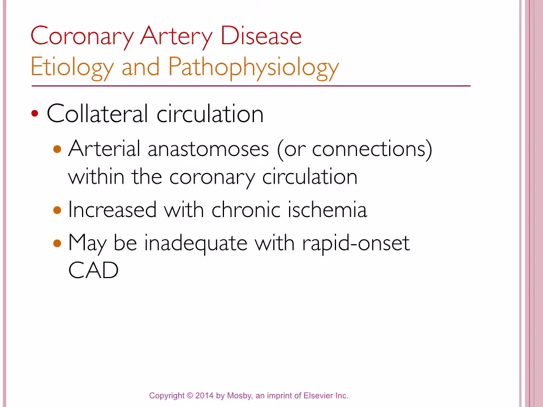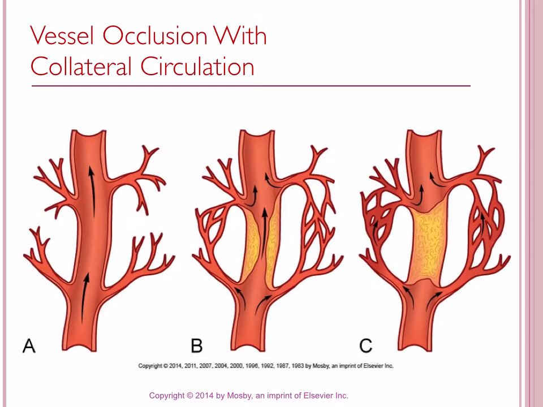Now, when the blockage of the coronary artery happens slowly over a long period, there is a great chance of adequate collateral circulation developing and the heart muscle still getting an adequate amount of blood and oxygen. But if the CAD was very rapid onset, then there is not much time for collateral development. So consequently, a diminished blood flow results in more severe ischemia. Let's go to the next slide.